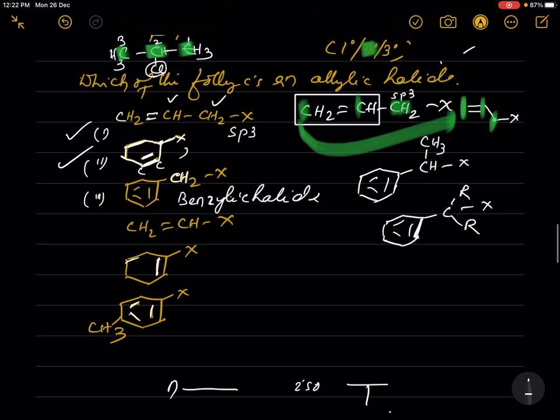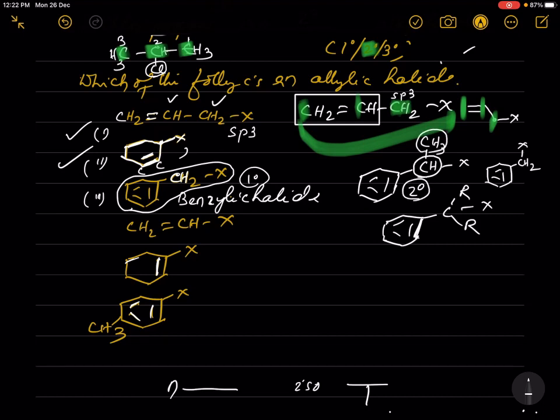Next, benzylic halide. In benzylic halide, you see, you have to draw a benzene ring, then CH2, then X. This is benzylic halide. And for your information, this is a primary alkyl halide. Benzylic halide can be of secondary type. How? You see, if this carbon is connected to a methyl group or any other alkyl group, and this X is attached to a carbon which is secondary.